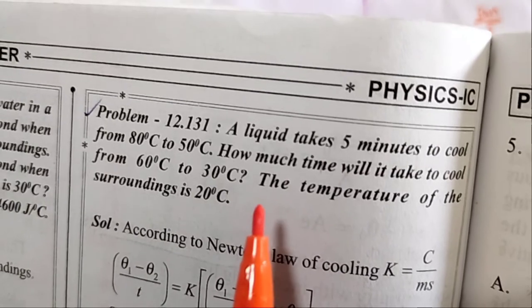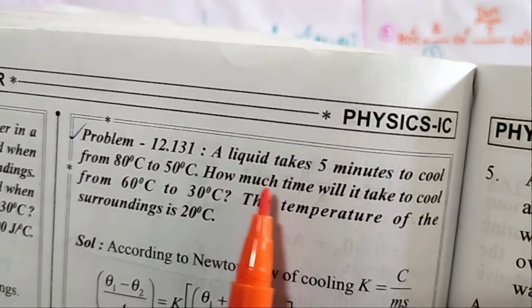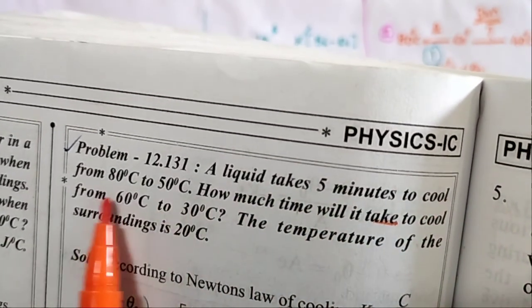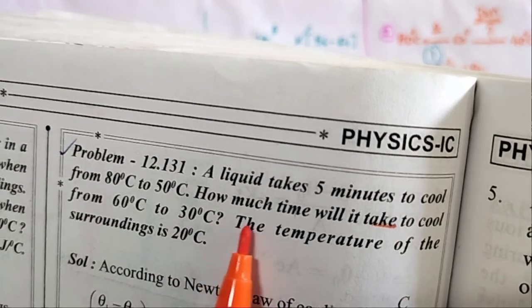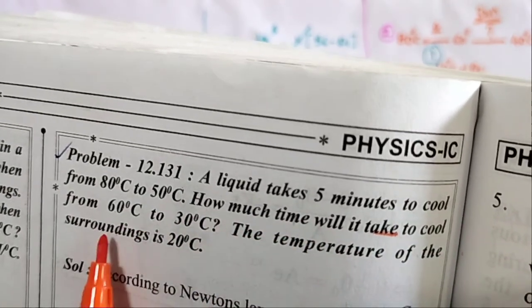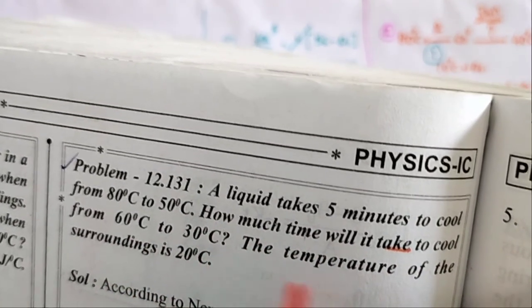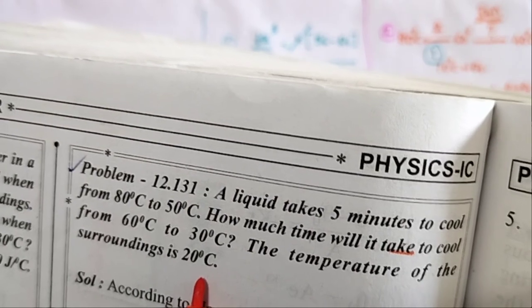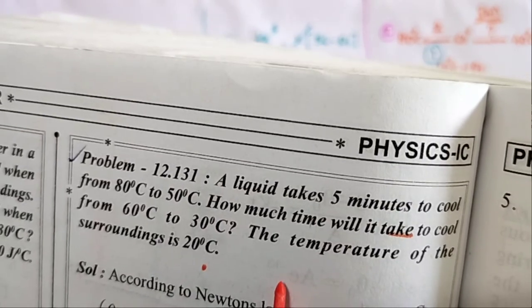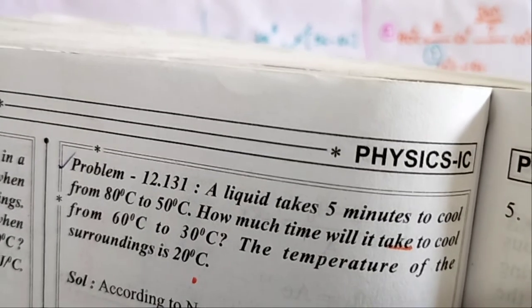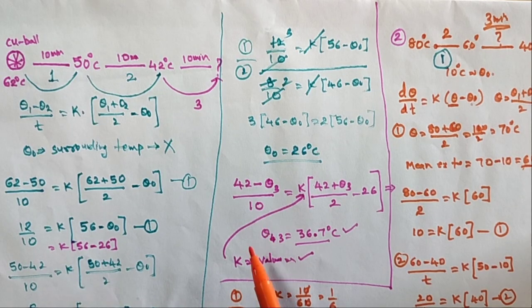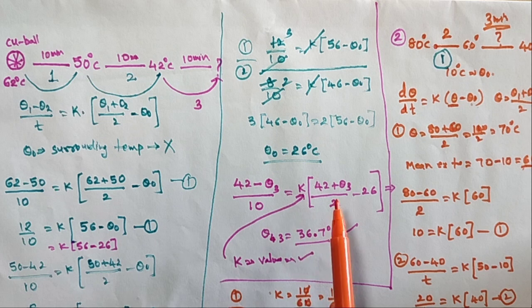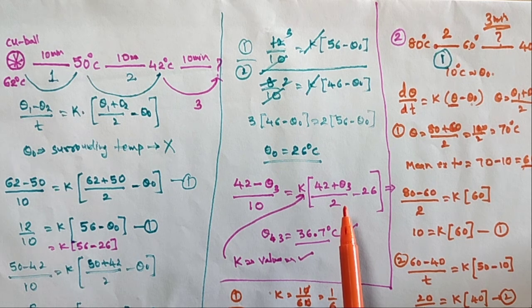Here I will give a homework problem. Please do this homework. A liquid takes 5 minutes to cool from 80 degrees to 50 degrees. How much time will it take to cool from 60 to 30 degrees? The temperature of the surrounding is 20 degrees. Same method. The answer is 9 minutes. So these are the problems about Newton's law of cooling. Please practice and do the homework problem, it is compulsory. You will get 9 minutes with the same process as the second problem.